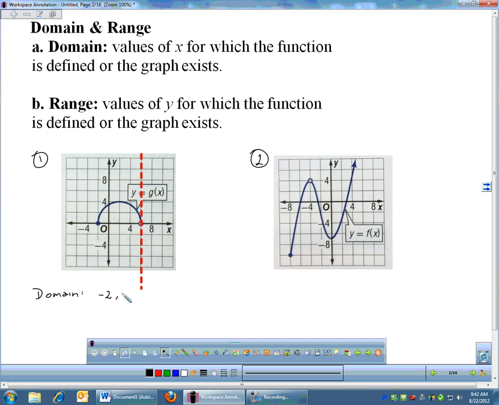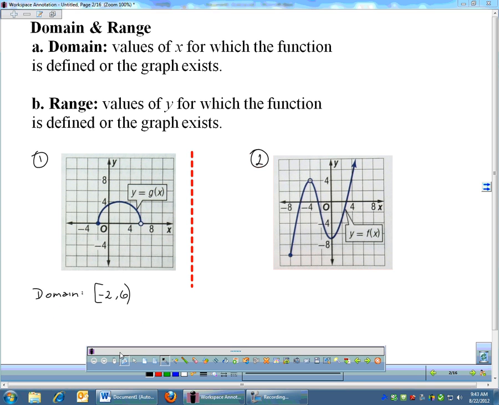So my domain goes from -2 to 6, and then we have to decide, am I going to include those endpoints or will I not? Notice at -2, that is a filled-in circle, so I'll put a bracket around -2 because I'm filled in there. When I get to 6, it's an open circle, so we'll put parentheses around 6, and that's our domain.